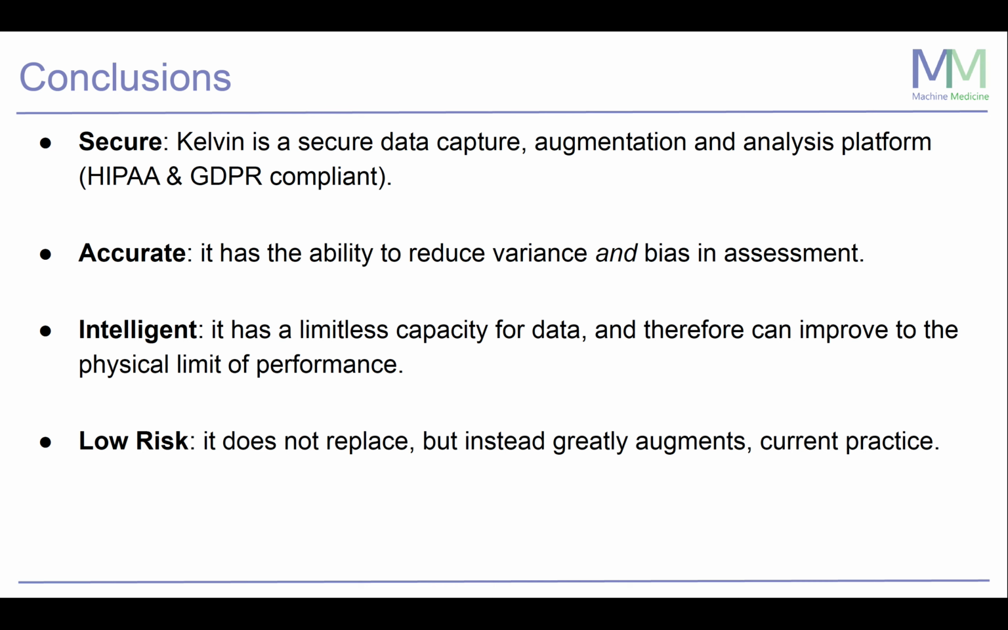Kelvin is accurate in that it has the ability to reduce both variance and bias in clinical assessment. Correspondingly, while this is probably not something that we're going to see in the first few trials in which it's deployed, we expect Kelvin to result in a dramatic reduction in the power required to test a particular hypothesis in PD research. We expect our clinical trials to be significantly smaller, and we expect them to be significantly faster using this technology.